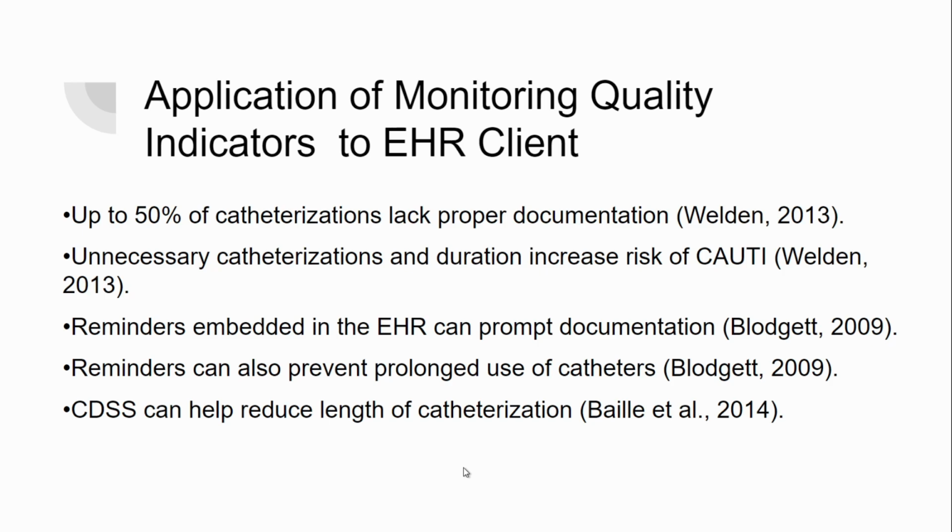Unnecessary catheterizations and prolonged duration can increase the risk of CAUTI, and technology in the EHR can help predict this. Reminders and alerts embedded in the EHR can prompt providers to document why a catheter is being initiated or why it can be continued. A clinical decision support system can be used to remind providers that a catheter is still in use and give reasons as to why it should be discontinued if there's no reason to continue it.